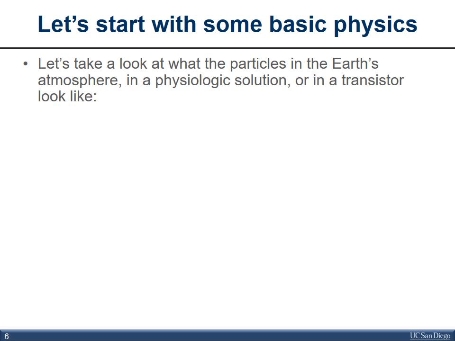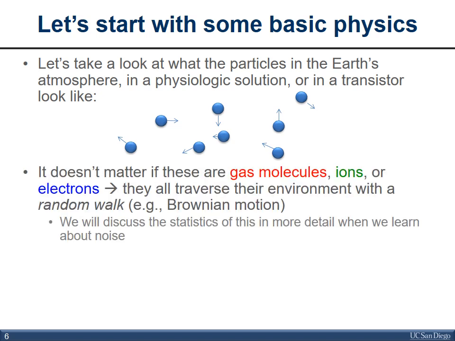Let's take a look at, say, for example, particles in the Earth's atmosphere. Or maybe these are charged particles in an ionic solution, or maybe electrons or holes in a transistor. Now, in either case, we say that these are particles. They have some distribution in space. And it doesn't matter if these are gas molecules, ions, or electrons. They all traverse their environment with a random walk, which means essentially they experience Brownian motion.